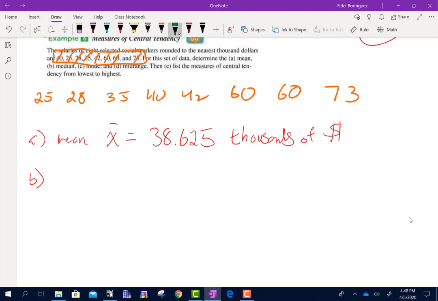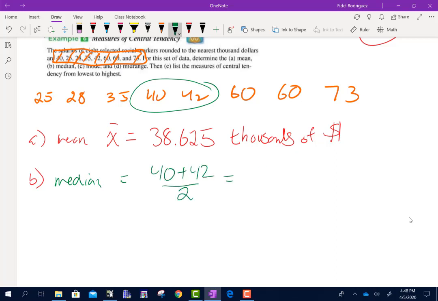Okay. Part B says, let's find the median. So the median says we're going to take the two numbers in the middle, right there. 40 plus 42 and divide it by 2. That's going to be 82 divided by 2. That's going to be 41 again. $1,000, right?